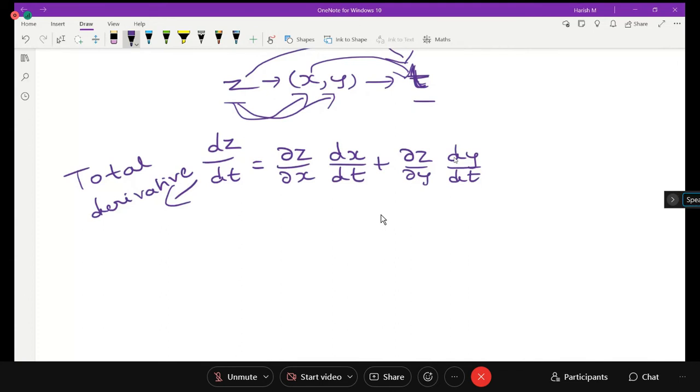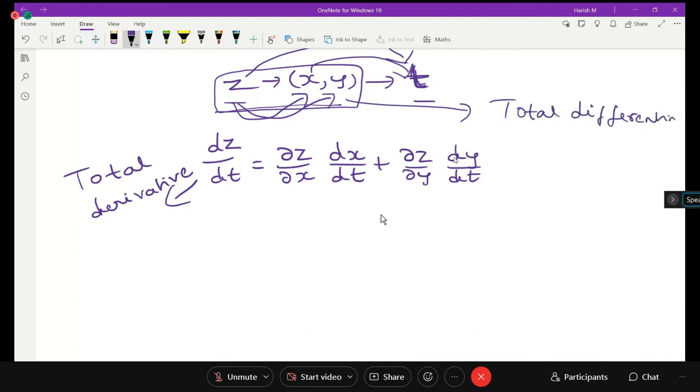So this is when z is dependent on two other variables. If z is dependent on only x and y, then I can frame total differential. But in turn, if x and y are dependent on some other variable t, then I can form a chain rule of differentiation. This is called chain rule, and we have given it the name total derivative. Does it look like your chain rule only?